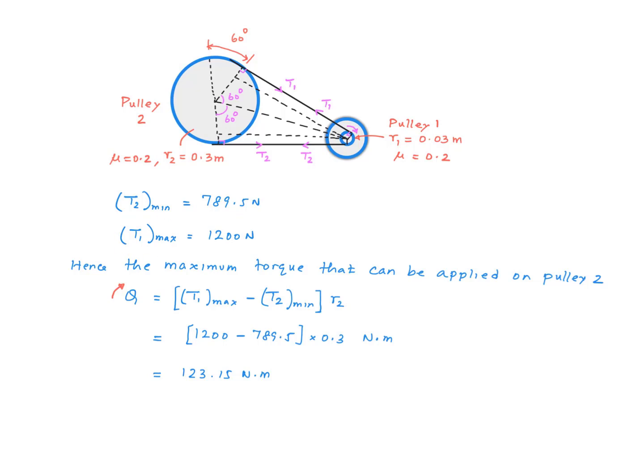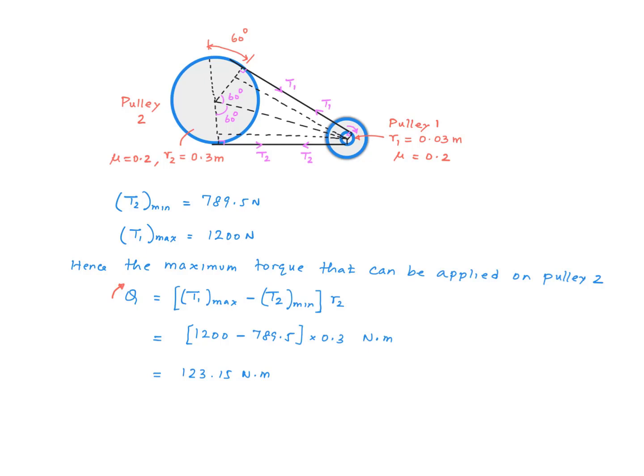The maximum value of T1, which is the allowable tension of the belt, is 1200 Newton. Therefore, the maximum torque that can be applied on pulley number 2, which is the wheel, right, is given by this equation right here. The torque due to T1 is T1 multiplied by the radius. Torque due to T2 is T2 multiplied by the radius. T1 times the radius is a clockwise torque, but T2 times the radius is a counterclockwise torque. So the T1 times the radius goes in as a positive term here. T2 times the radius goes in as a negative term.